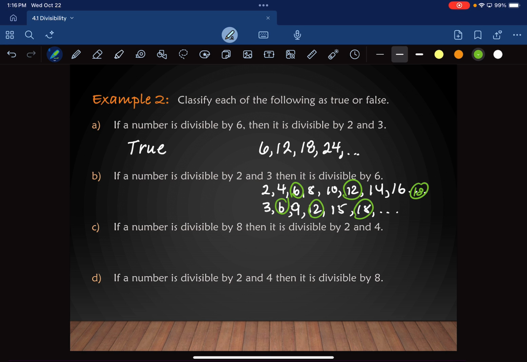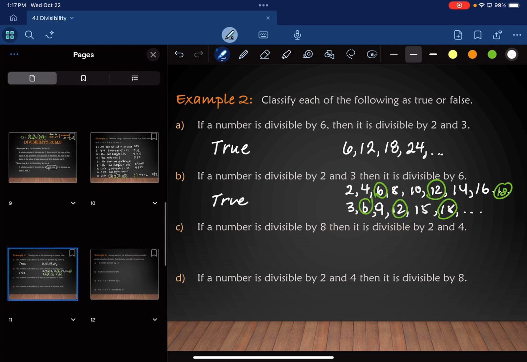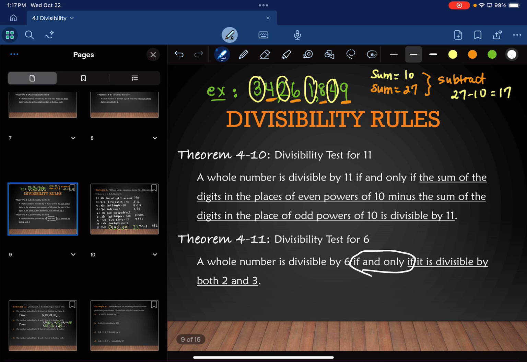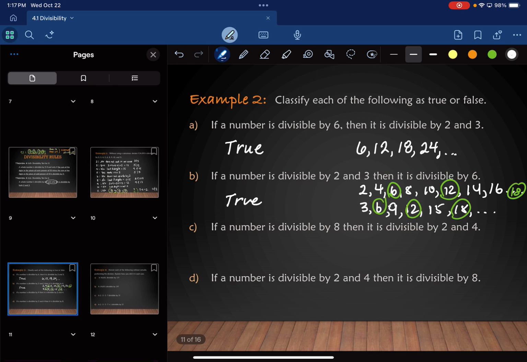Are they also divisible by 6? Yeah, they are. And so this is also a true statement. And again, because it happens to be the numbers 2, 3, and 6, we could also justify this by going back to this property. This is the if and only if part of this property. If and only if means I can start with the 6 and guarantee that 2 and 3 work, or I can start with 2 and 3 and guarantee that 6 works. It's a bi-directional statement. We can go either direction and it will work. So it's a true statement for both of those.